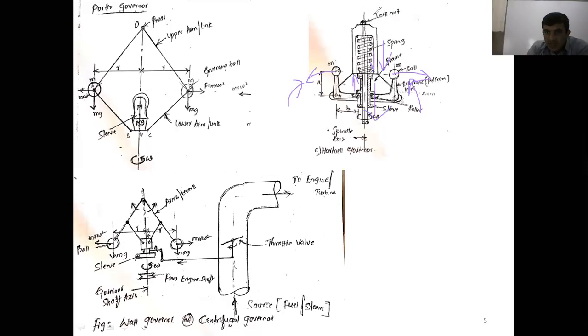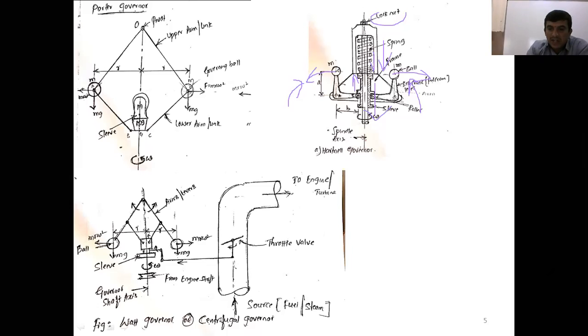Then here you can see the lock nut. Due to the lock nut, you can increase the stiffness of the spring. Before starting to rotate, if we turn the lock nut, then initially the spring undergoes compression. Once it undergoes compression, the stiffness increases. What is stiffness? Force per unit deflection.